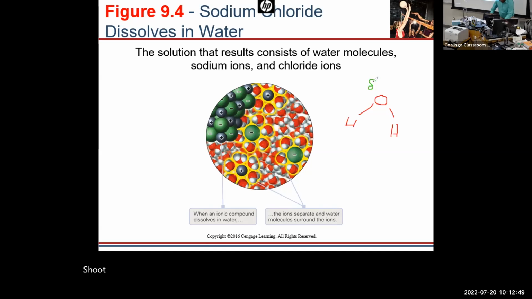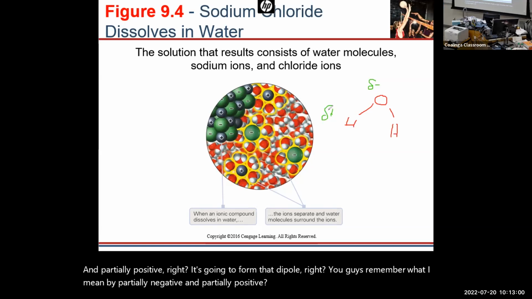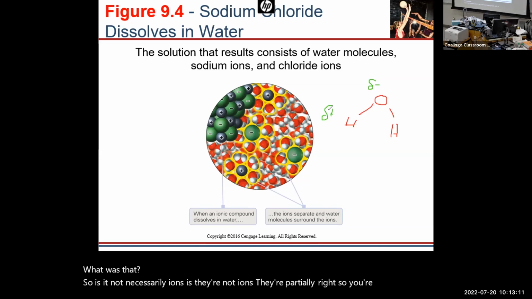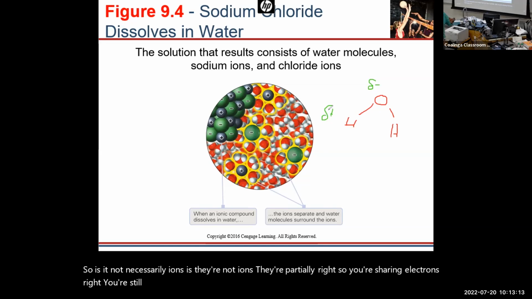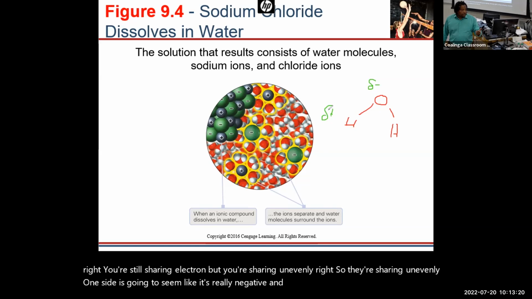Where it's going to be partially negative and partially positive, right? It's going to form that dipole. You guys remember what I mean by partially negative and partially positive? They're not ions, they're partial charges. You're still sharing electrons, but you're sharing unevenly. If they're sharing unevenly, one side is going to seem really negative, and the other side is going to seem positive.